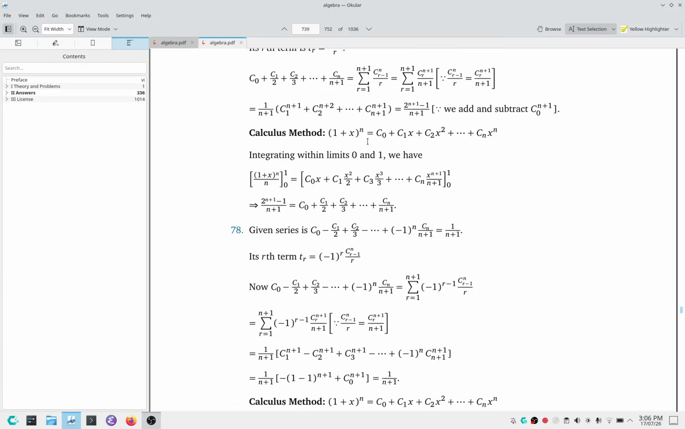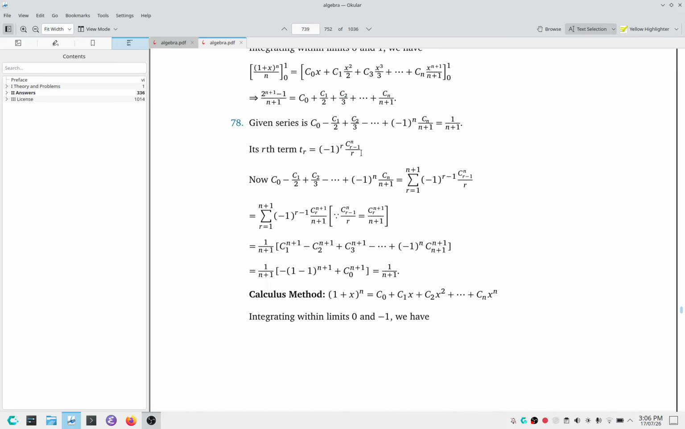Now the second method is that you integrate the standard expansion within limits 0 to 1 and you will get the required series.